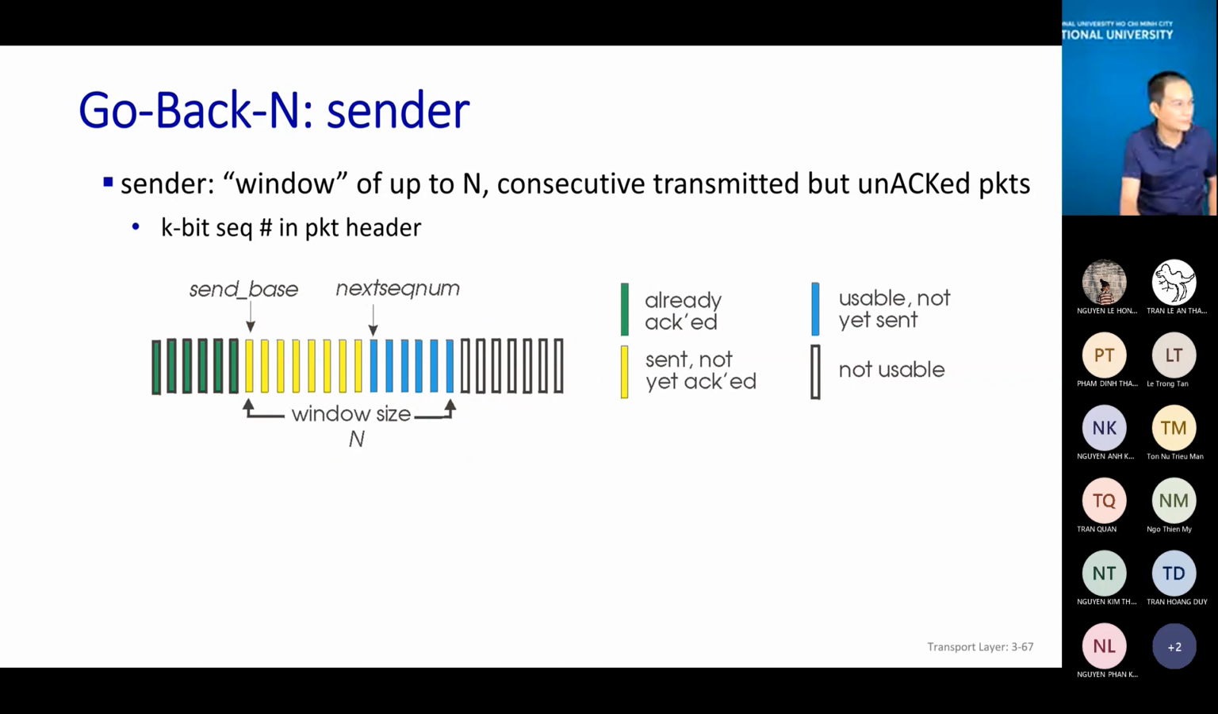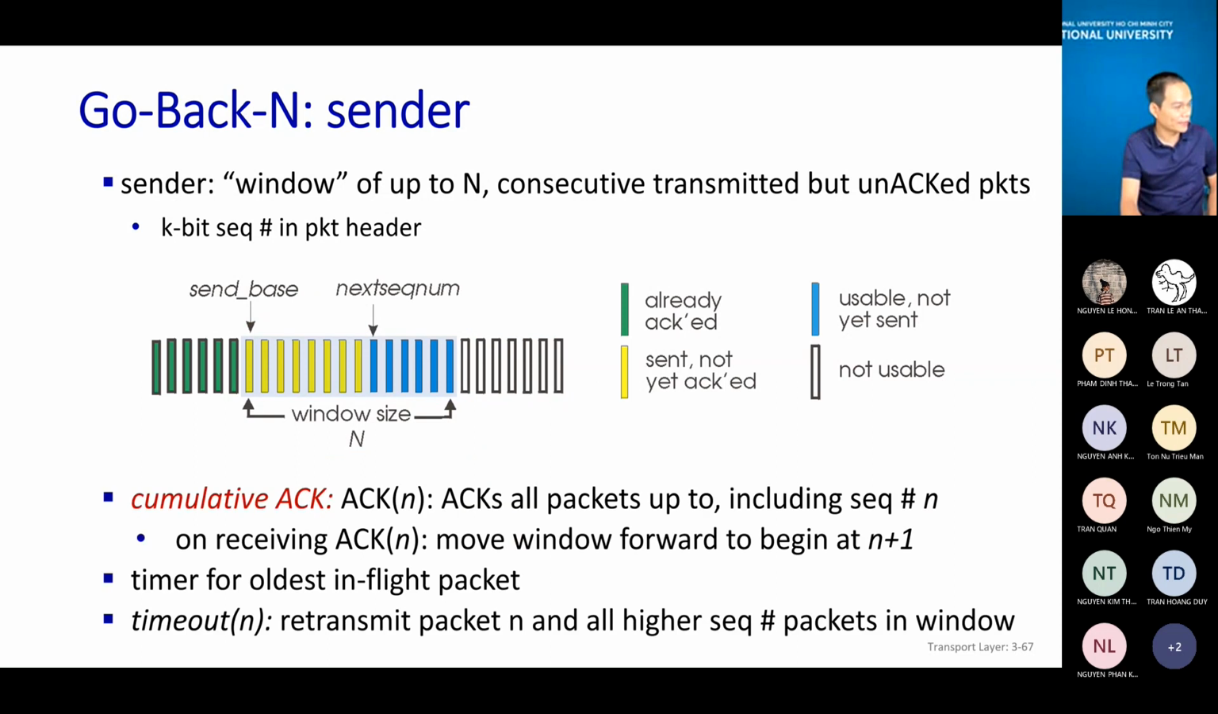So what is Go-Back-N? Go-Back-N means we're going to introduce something called cumulative ACK. What does it mean? For example, I'm waiting for ACKs of packets 1 to 8, and then I receive an ACK packet, and that ACK is 4. The ACK I receive is ACK 4.